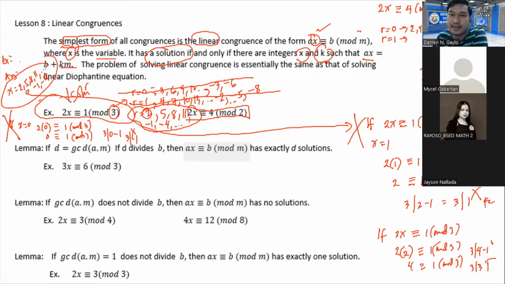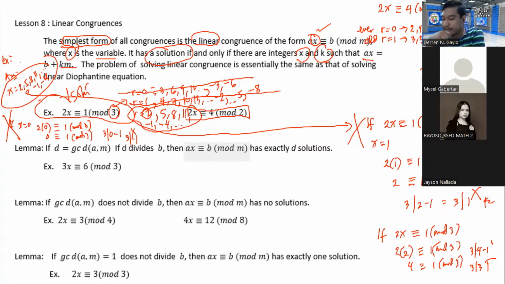So I think these are the even numbers, no? And the other one will be the odd numbers. So you have 3, 5, 7, and so on. If that's negative, then you have negative 1, negative 3, and so on.